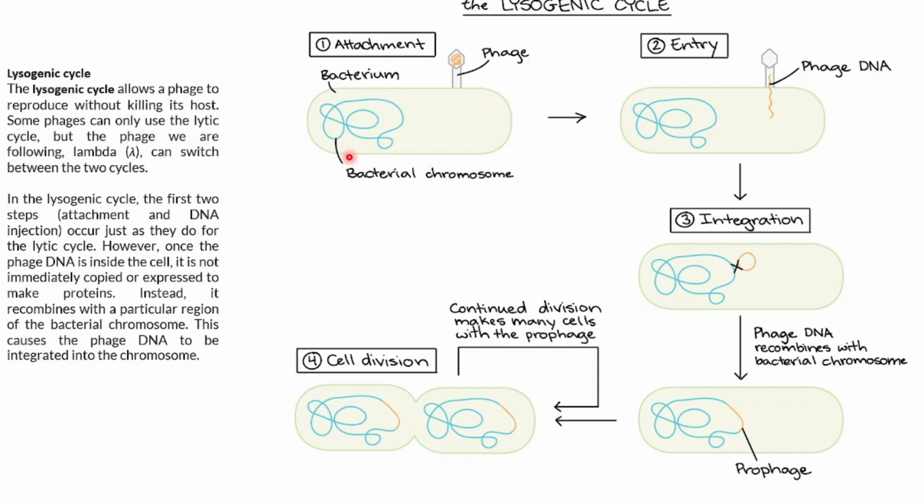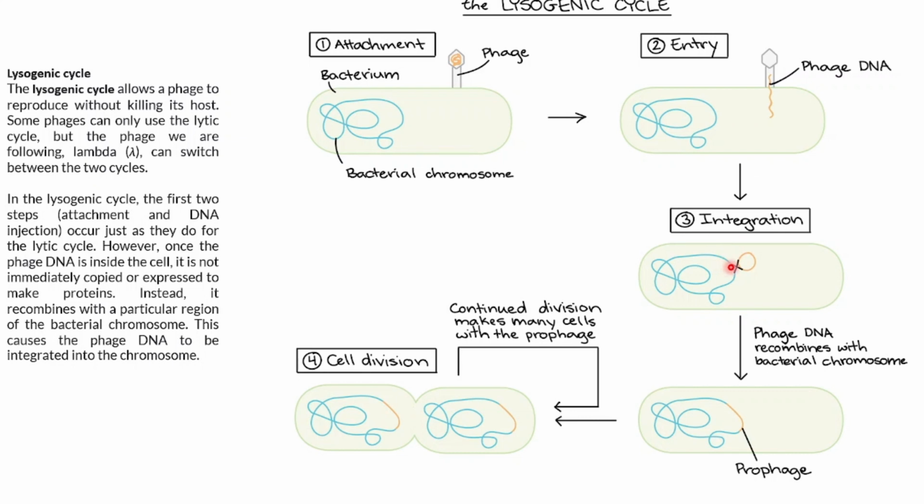Some phages can only use the lytic cycle, but the phage that we are describing, the lambda phage, which infects E. coli bacteria, can switch between the two cycles. So in the lysogenic cycle, the first two steps, the attachment and the DNA injection, occur just as they do for the lytic cycle. It's very similar. However, once the phage DNA is inside the cell, it is not immediately copied or expressed to make proteins. It thinks of the long run.